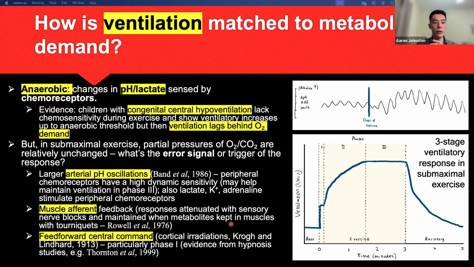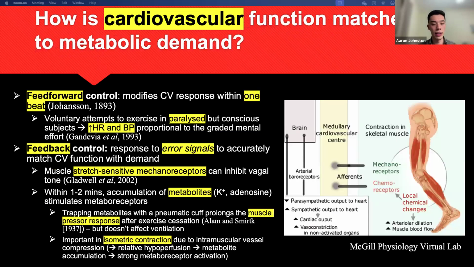But there's also what we call feed forward control. So this is basically an anticipation of exercise. This was first thought of by Krogh and Lindhard in the early 20th century. And this might be important, particularly in phase one. So at the onset of exercise, before you've had time to accumulate all these toxic metabolites, what's driving that immediate increase in ventilation? It's maybe thought of as feed forward central command. So basically higher centers in the brain, preparing you for exercising and increasing your ventilation in the absence of an error signal.